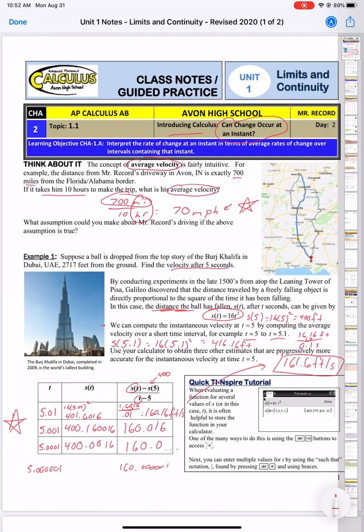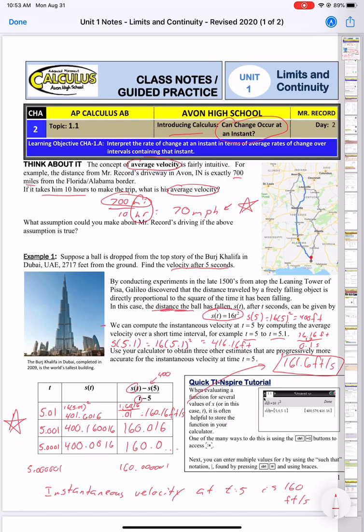So I would answer that the instantaneous velocity at t equals 5 is 160 feet per second. So we're just looking over smaller and smaller intervals of time, still finding an average rate of change. But as that interval of time gets small enough, the average rate of change can actually become an instantaneous rate of change.